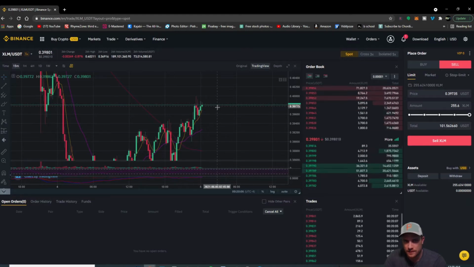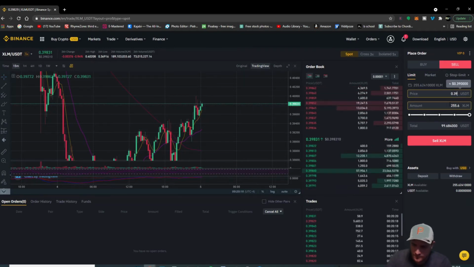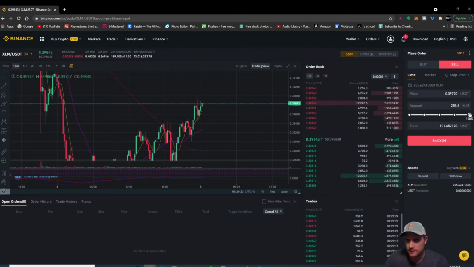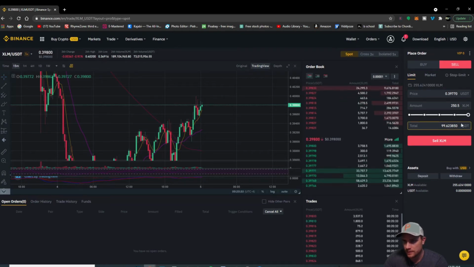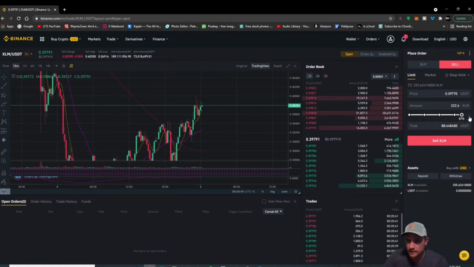I think it's probably going to go down a little bit, so we'll just put your limit order so we can get the USDT in at 0.39770. So come over here, place your order, and then this allows you to click on as much as you want of your account. So it'll show you also the amount of USDT that you'll get back if you sell it for that amount. And you can sell 25%, 50%, 74, 75, 100%.